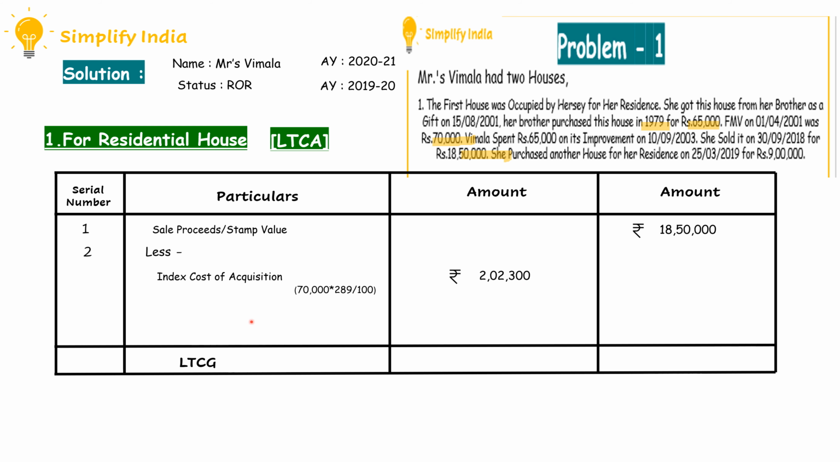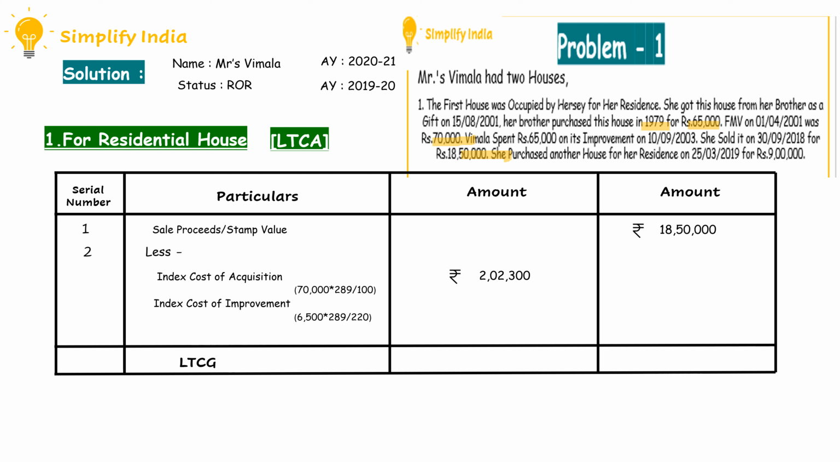The formula to calculate the index cost of improvement is cost of improvement into CII value in the year of sale divided by CII value in the year of improvement made. So we have to check whether Mrs. Vimla had done any renovation or any improvement to the particular house. Here it has been given that Vimla spent rupees 6,500 on its improvement on 10/9/2013. So take the amount rupees 6,500 into 289.